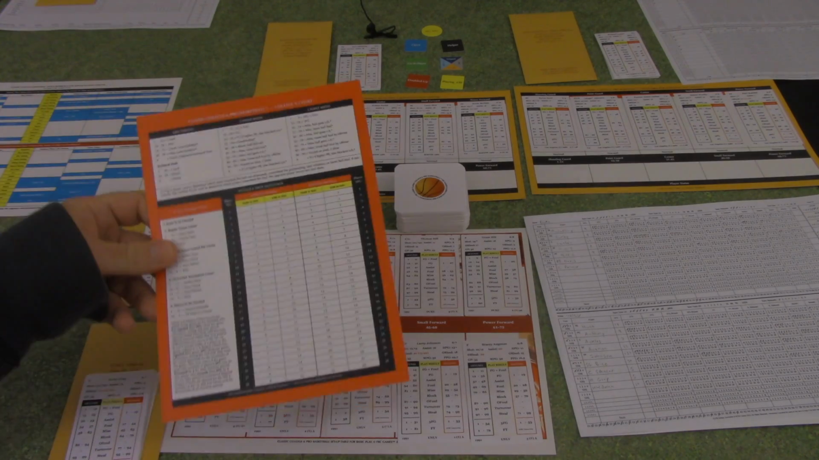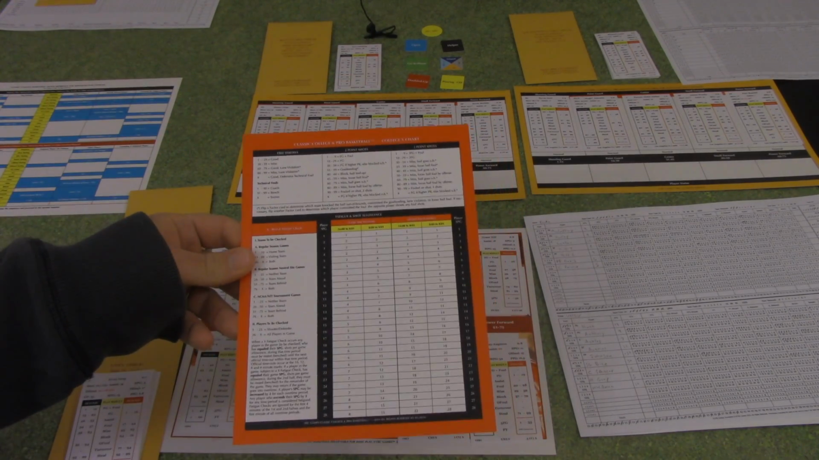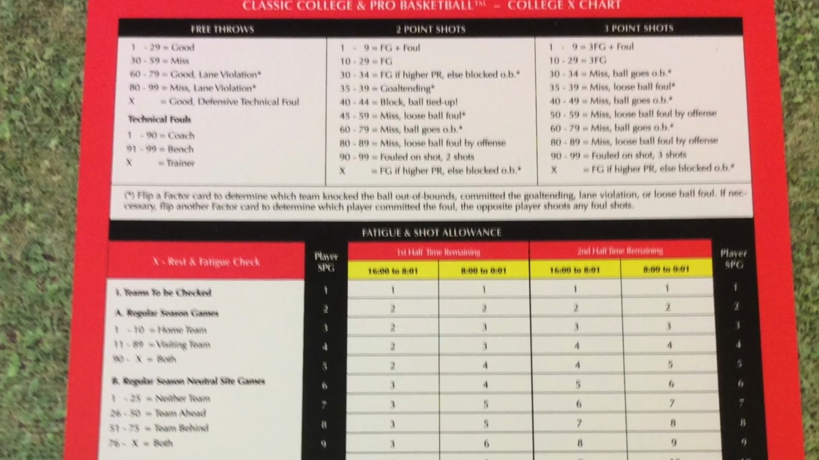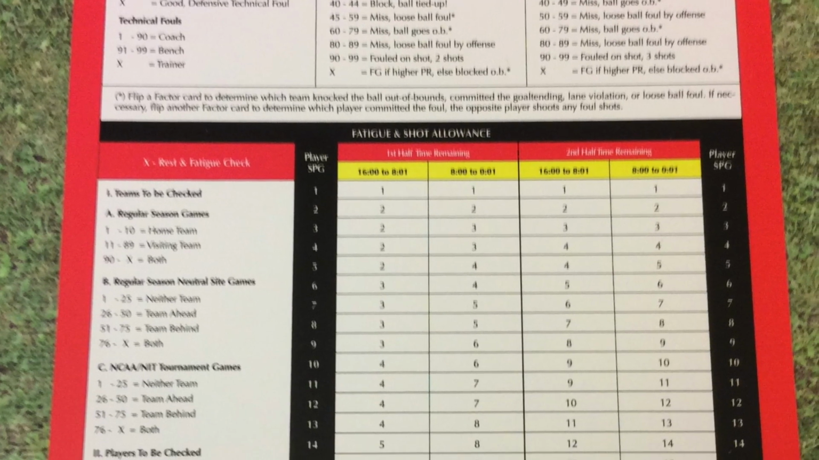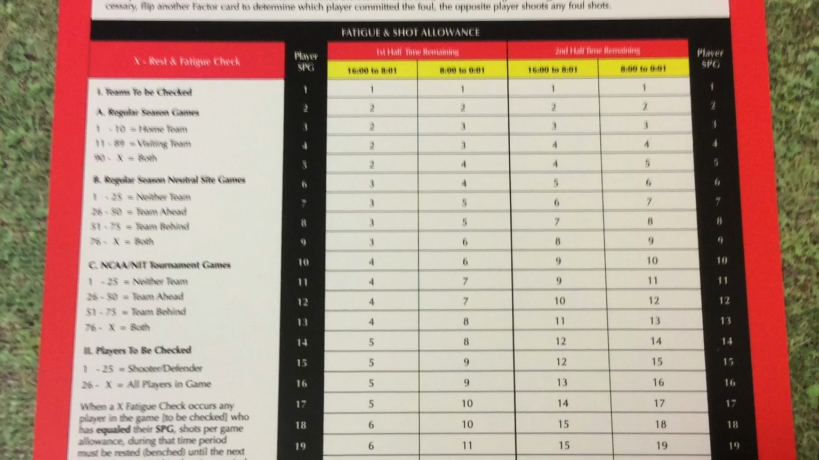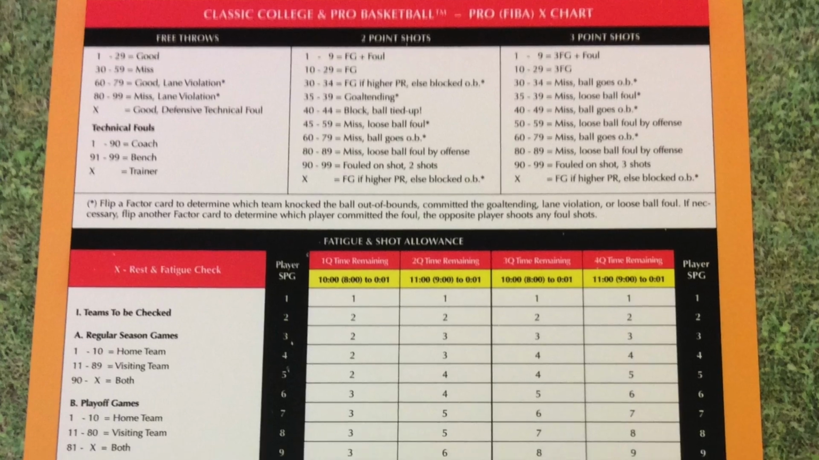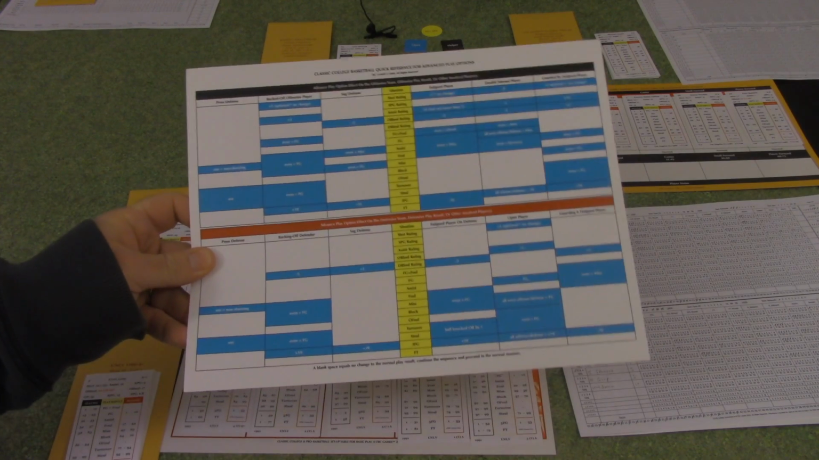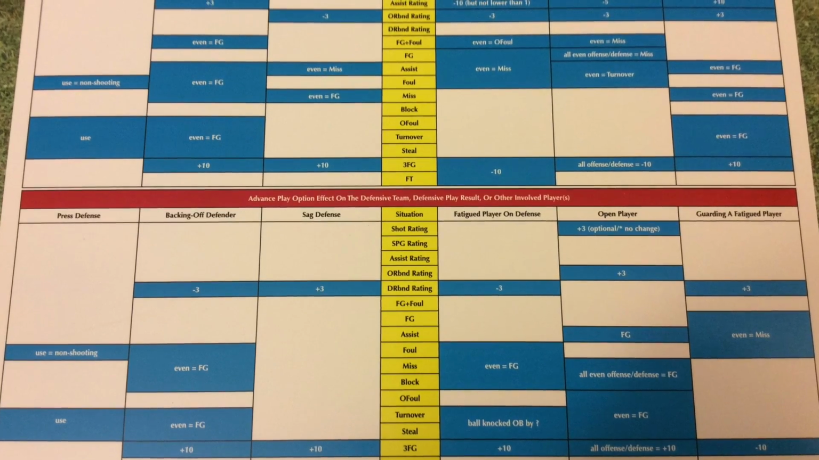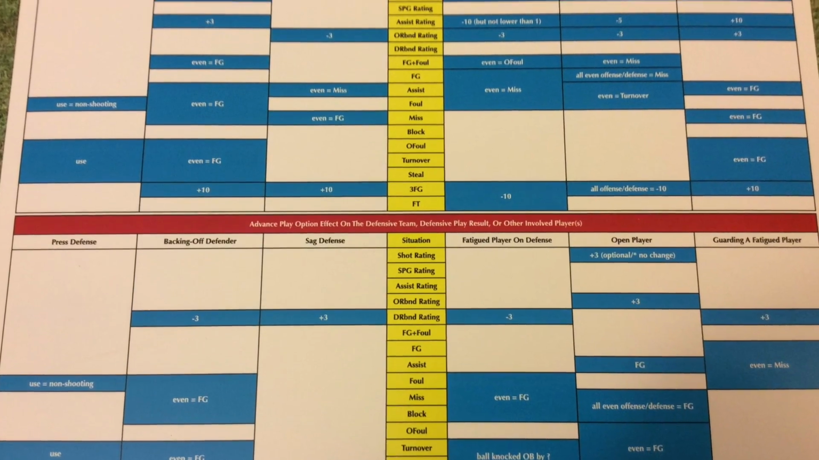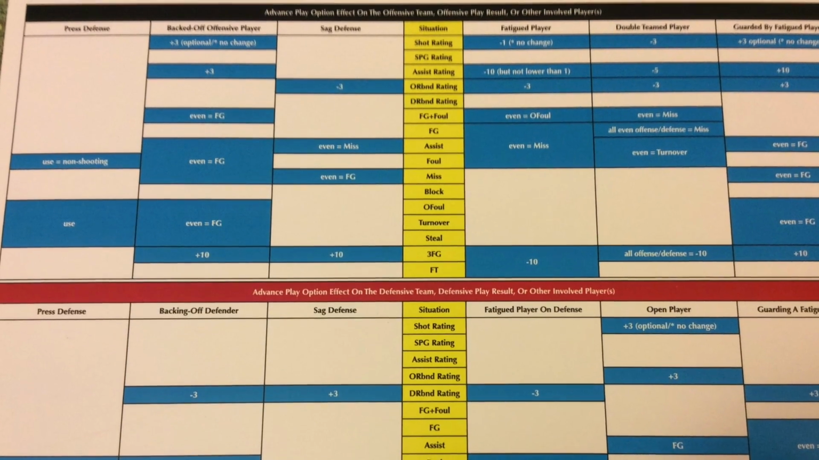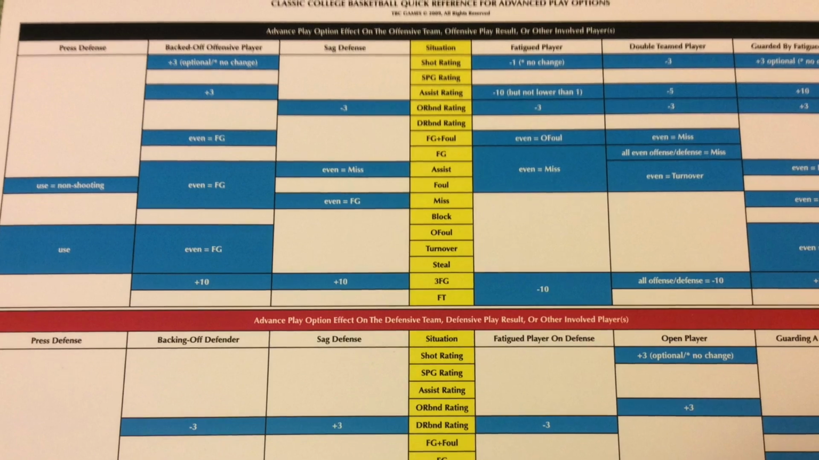Then there are 2 reference boards. This one goes again with the fatigue ratings, the fatigue setting if you're using that. And there is a special side for if you're playing with a college team or if you're playing with a pro team. And then there's a larger double-sided board. One side has all the different changes that will take place with the different advanced settings. If you're using a press defense, if a player's backed off.